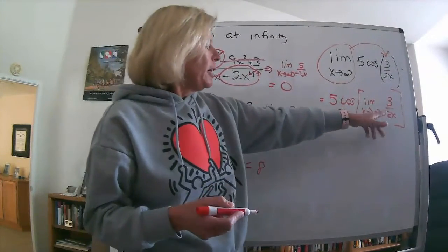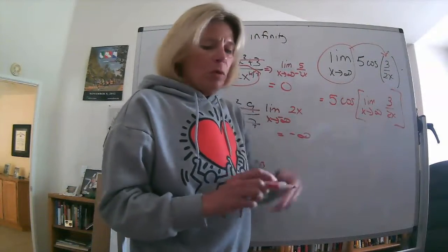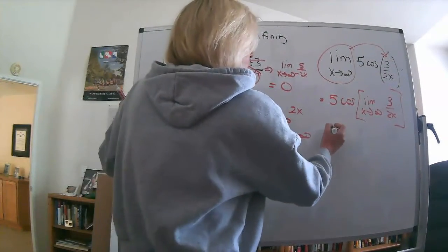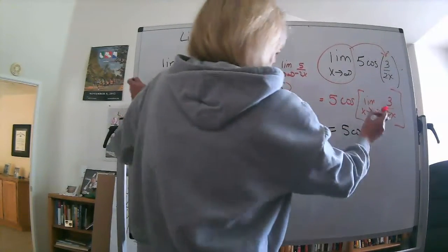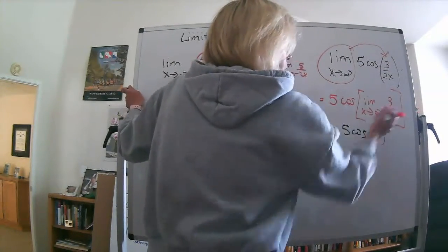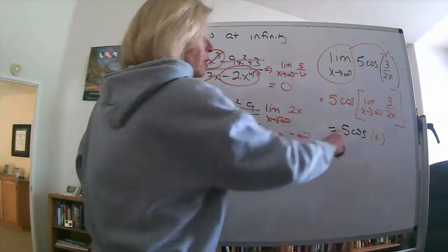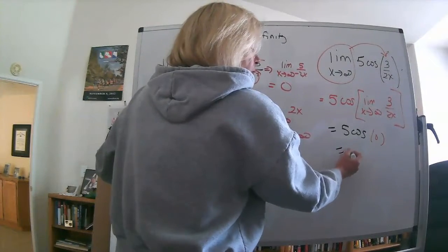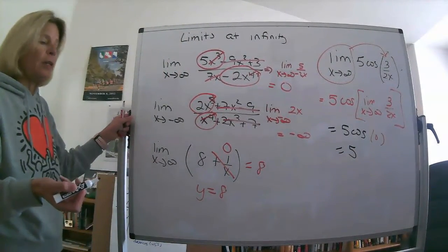Once again, if I take this limit, it is going to go to 0. So then I'm just going to evaluate 5 cosine of this limit, which is 0, because 3 over a big number is going to take us to 0. The cosine of 0 is 1. 5 times 1 is 5. That's my final limit.